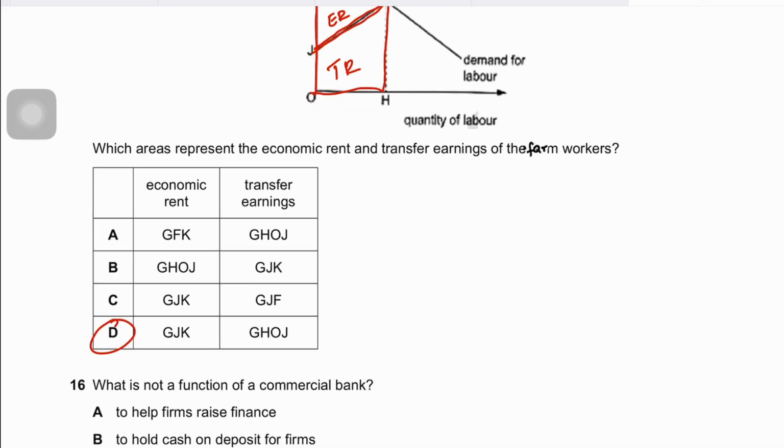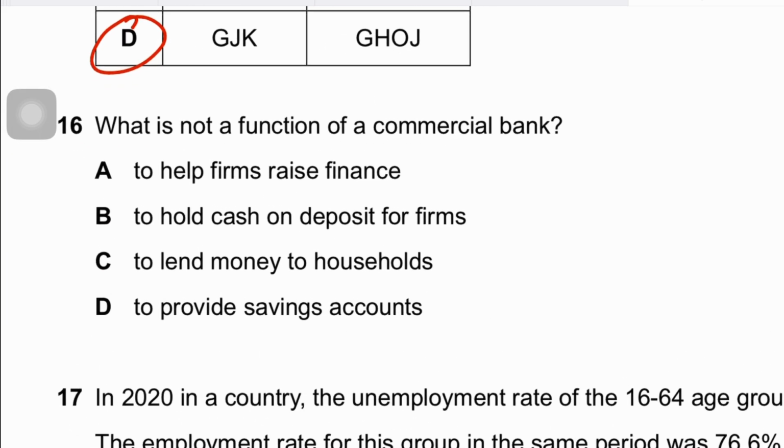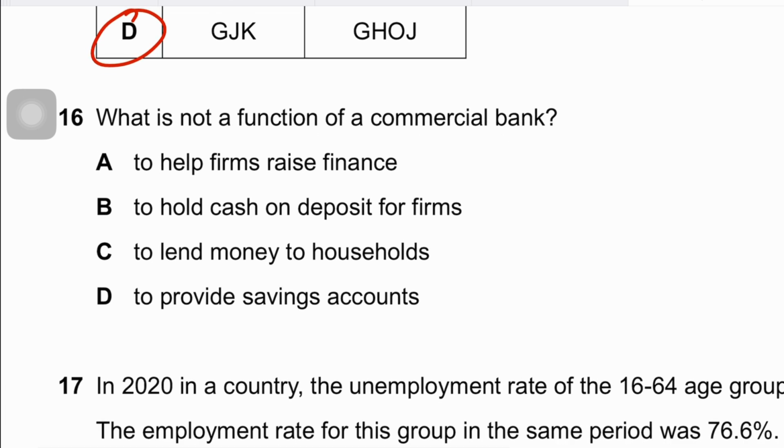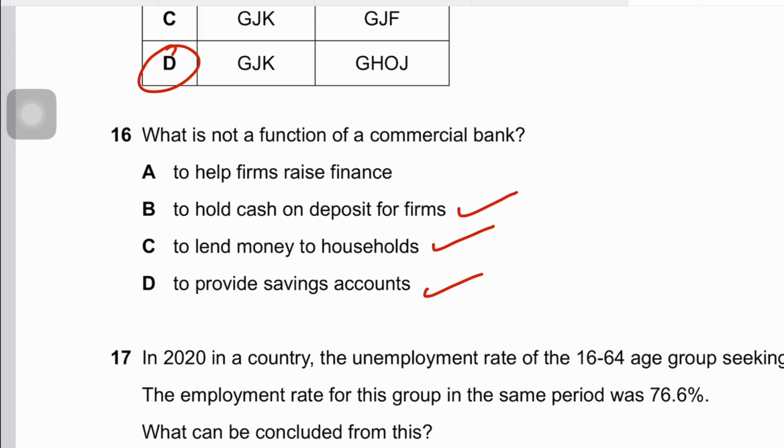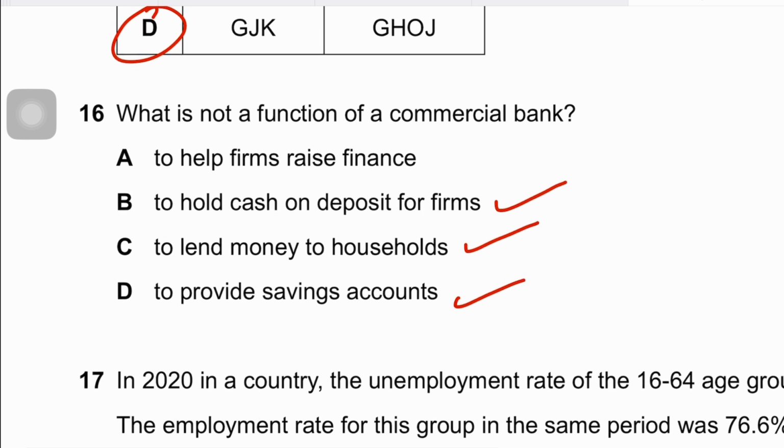The next question, number 16, says what is not a function of a commercial bank? To help raise finance, to hold cash on deposit for firms. Holding cash on deposit for firms is definitely a function of a commercial bank. Lending money to households is definitely a function. Providing a savings account is also a core function of commercial banks. And so what we are left with is A, right? To help firms raise finance.